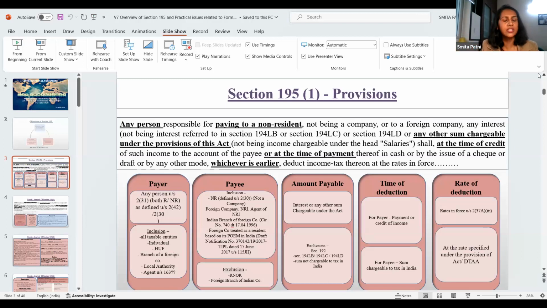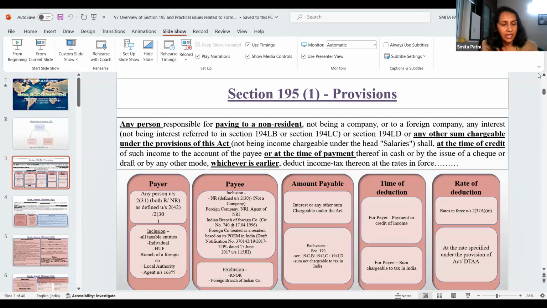Only 3 sections are included, in which section 195 is not there: 92, 93 and section 168. So in these three sections, RNOR is also included. For the purpose of section 195, RNOR is not included and it is excluded.